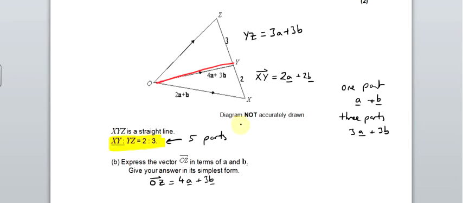So all I've got to do is add that on to here, because I'm going along here from o to z, I'm going from o to y and then y to z, positive direction. So it's plus 3a plus 3b. And again, simplest form, 4a and 3a makes 7a, 3b and 3b make 6b. And there we are.